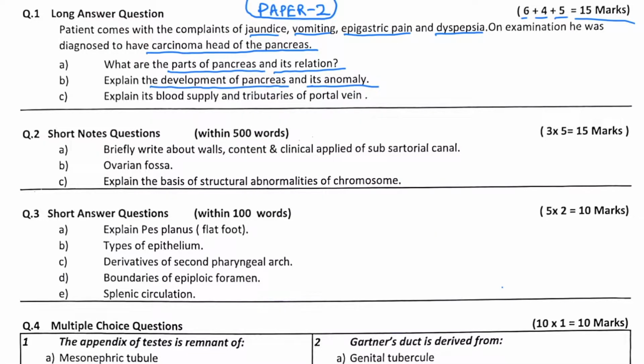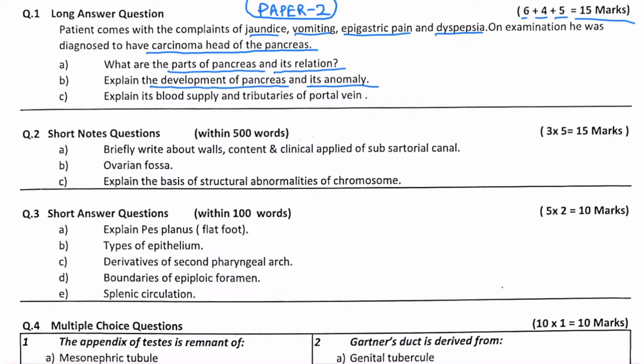Then another one is inversion of the arrangement of the pancreatic ducts. Like the major pancreatic duct will drain into the minor duodenal papilla, while the accessory pancreatic duct will drain into the major duodenal papilla. In this case, the accessory pancreatic duct will be a larger duct and will drain the majority of the pancreatic secretions at the minor duodenal papilla.